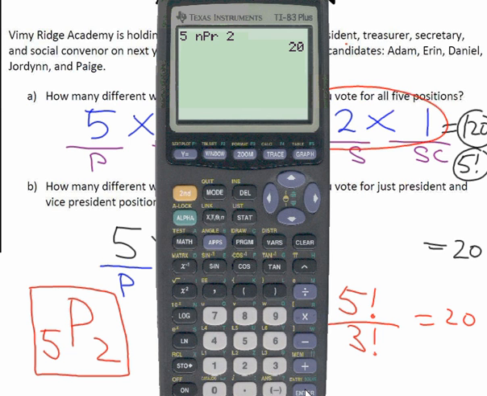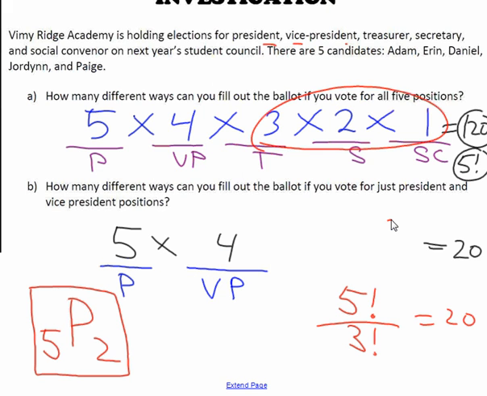20 different ways. I'm not going to count all 20 of these in front of you right now, but I promise you there's 20. Whenever you take 2 out of 5, there's 20. We just took 2 out of 5 here, didn't we? And wasn't there 20?